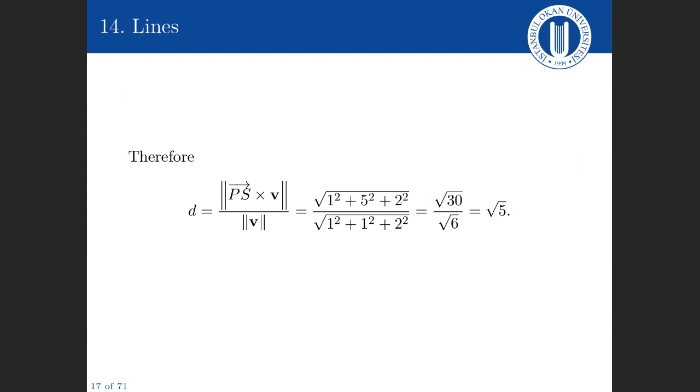Therefore, we can put this into our formula. The norm of PS cross V we can calculate as the square root of 30. The norm of V we calculate as the square root of 6. Square root of 30 divided by square root of 6 is equal to the square root of 5. The distance from this point to this line is the square root of 5.